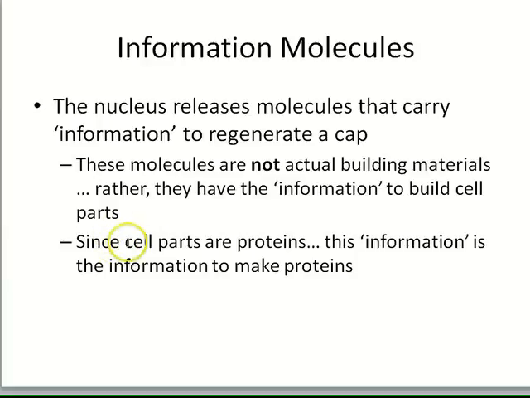Now, Hammerling did not do these radioactivity experiments. These were later experiments carried out after Hammerling's work. So everything we just learned here about the radiation was not done by Hammerling. However, Hammerling did do the next experiment, and that's a transplantation experiment.